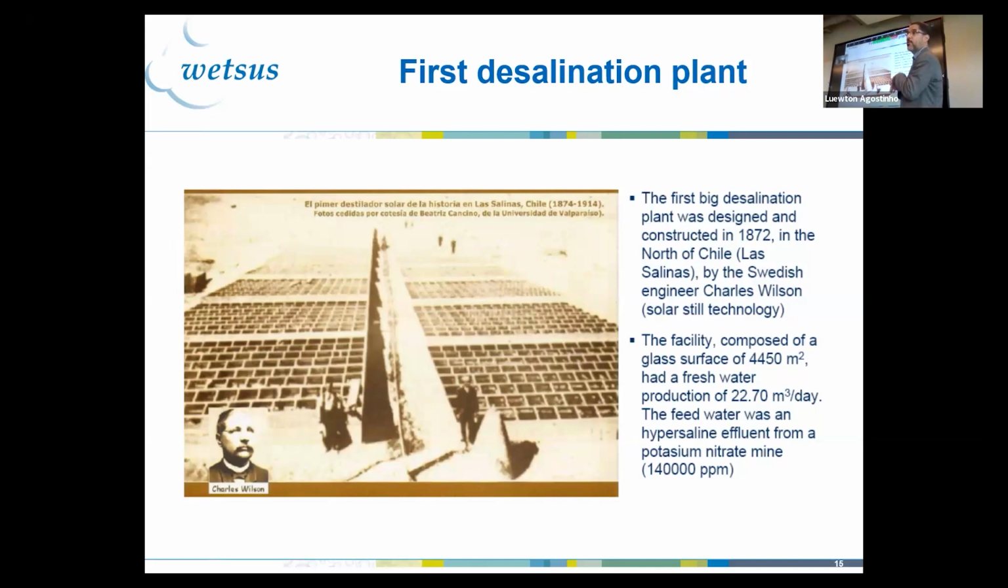He was just doing solar stills. So he was using glass with a certain inclination, a certain angle, and via thermal insulation, he could evaporate the water, condense it on the glass internal surface, and collect it back. He could back then produce 22 cubic meters of fresh water per day with this simple system. It was 4.4 thousand square meters, and it was done to provide water to the mining employees, to the mining workers.